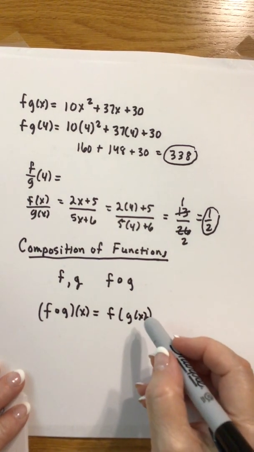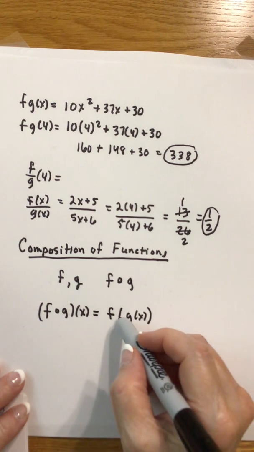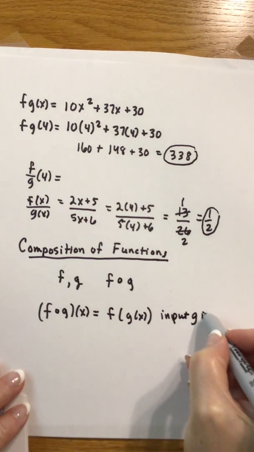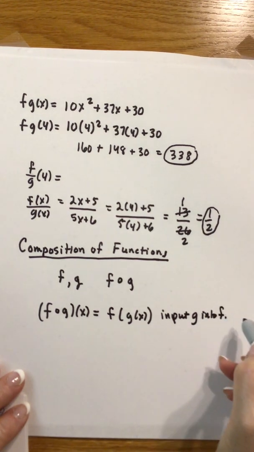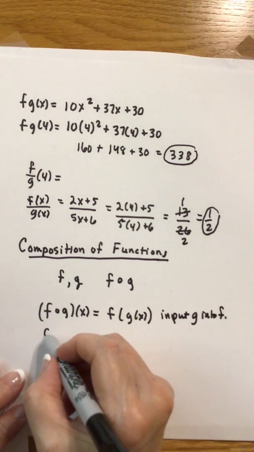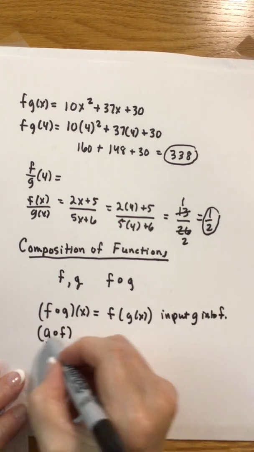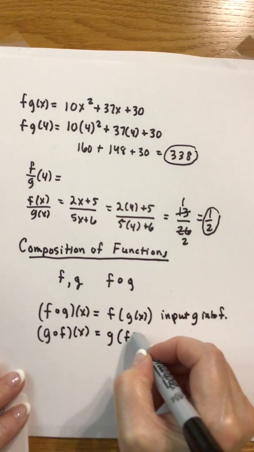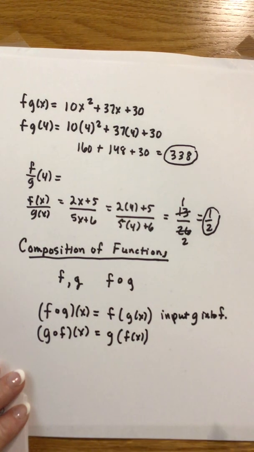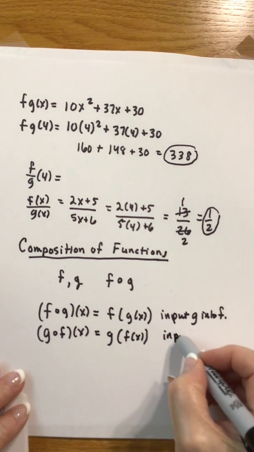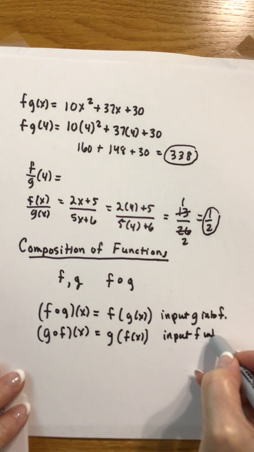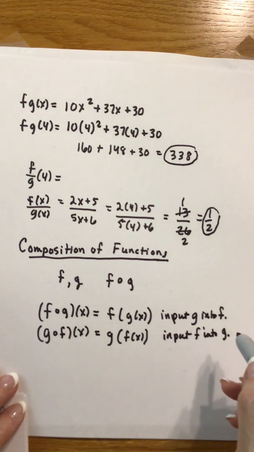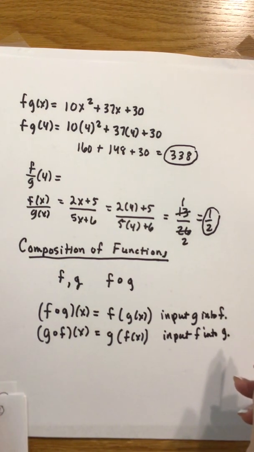So basically what are you doing? This one you're inputting g into f. So if I have g circle f of x, then I've got g of f of x. So now what are we doing? We're inputting f into g. So get ready to catch up with that, and then we're going to try an example.